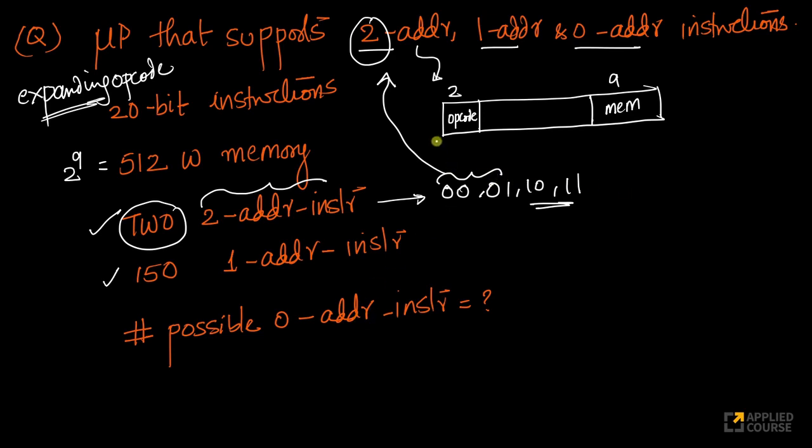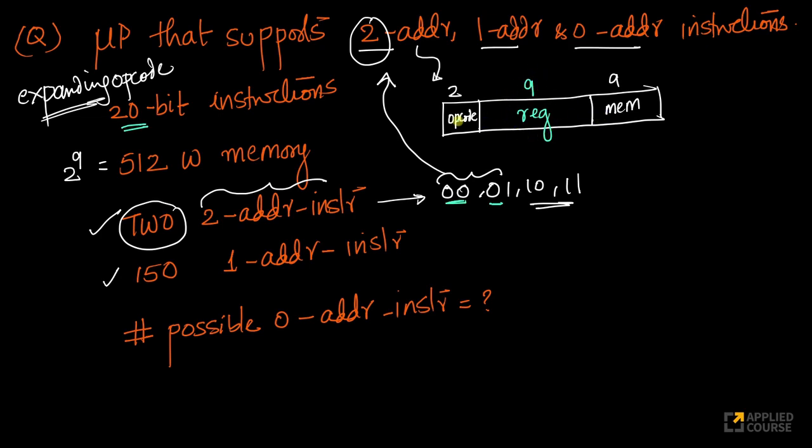So let's assume, how would it work internally? The control unit will first read the 2 bits. If the 2 bits are 0, 0 or 0, 1, it will interpret the rest of this instruction as a 2 address instruction. So if this is 2, this is 9, we have 20-bit instructions, right? 2 plus 9 is 11, which means this will be 9. So the register space is 9 bits now. Again, this is not given to us.